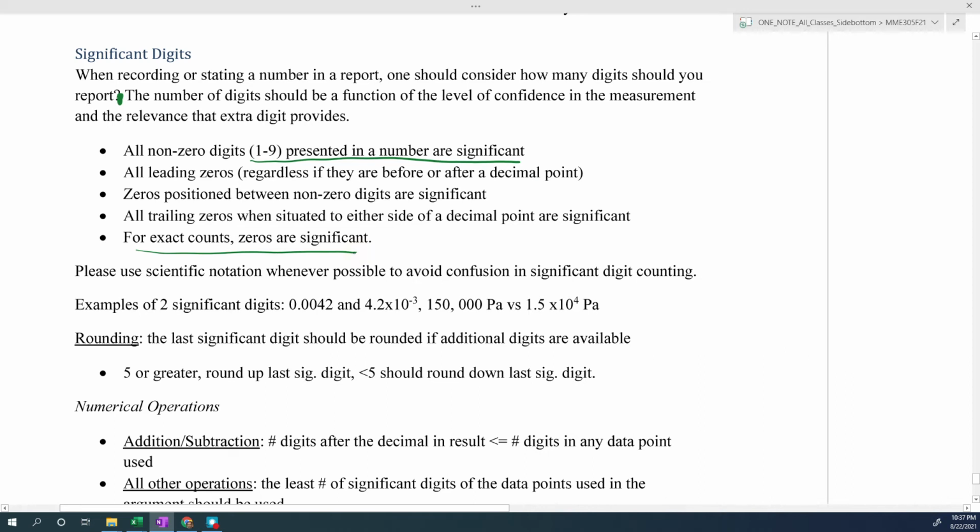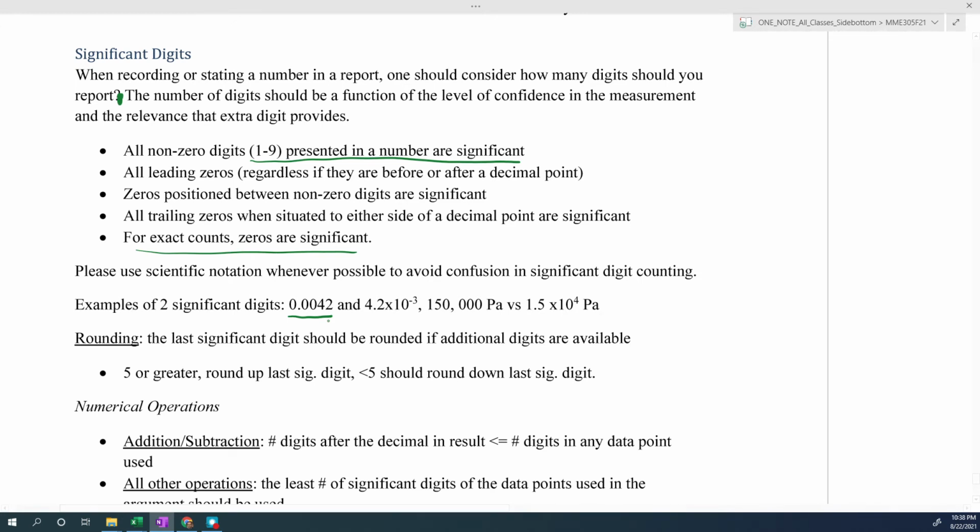To avoid confusion with all of this, the best way to avoid miscommunication over significant digits is to use scientific notation whenever possible. For example, with two significant digits, you can either write 0.0042, or you can just write 4.2 times 10 to the minus 3. It's very easy to understand how many significant digits there are there.